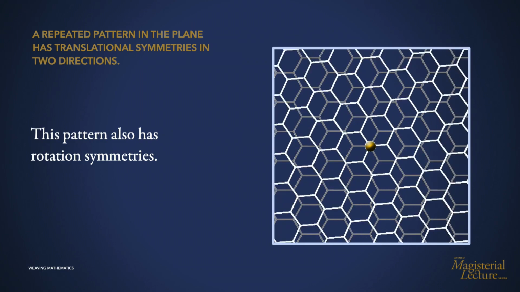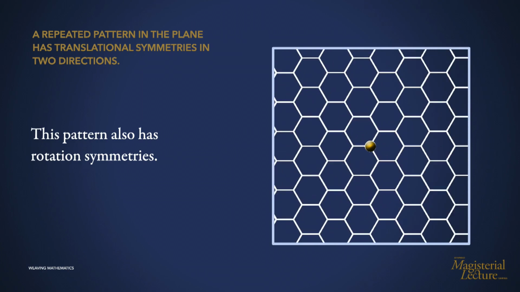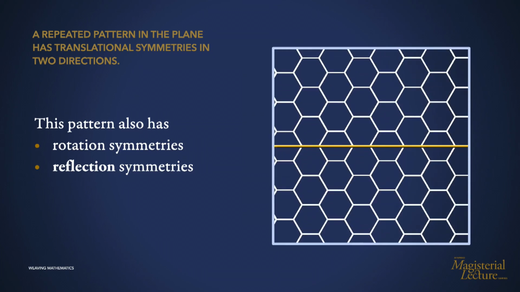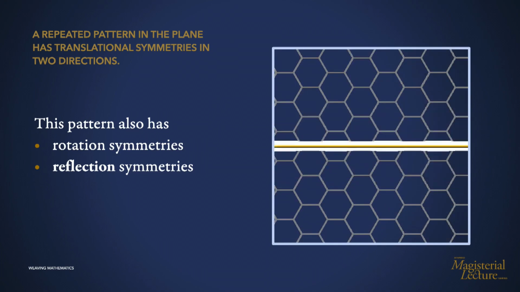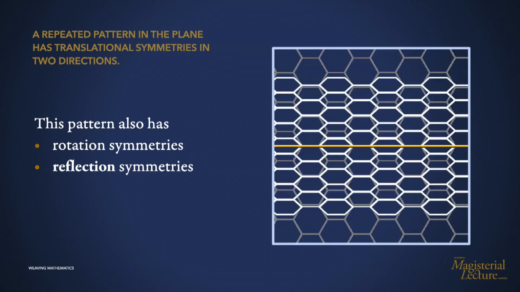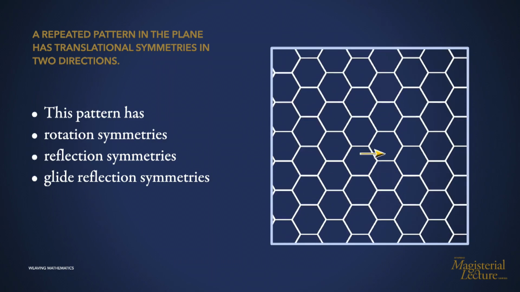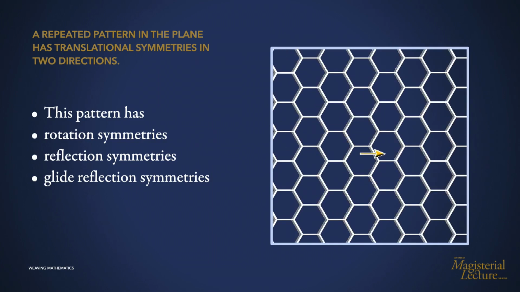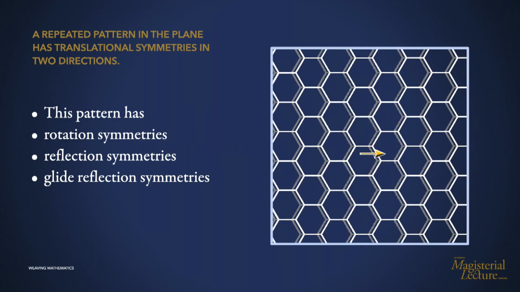Now, observe that this pattern also has rotation symmetries. There are actually rotational symmetries with centers at the vertices of a hexagon of the tiling. There are also reflection symmetries with axes, or the reflection lines, coinciding with the sides of a hexagon, such as what you see on the screen. And there's also what we call a glide reflection symmetry. So what is a glide reflection? It is actually a composition of a translation followed by a reflection. So we shift or we glide in a certain direction and then we reflect.